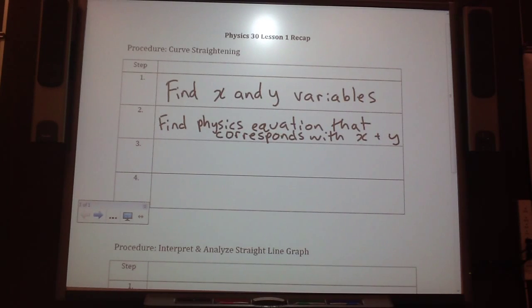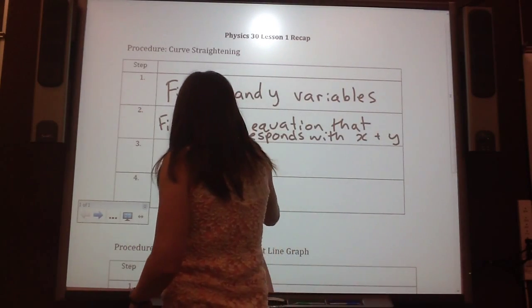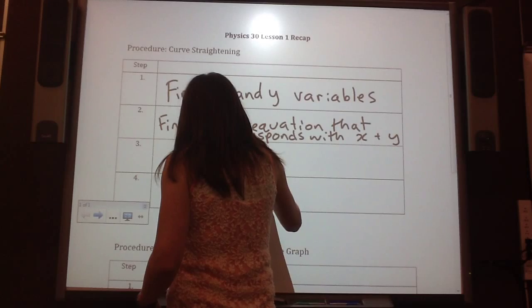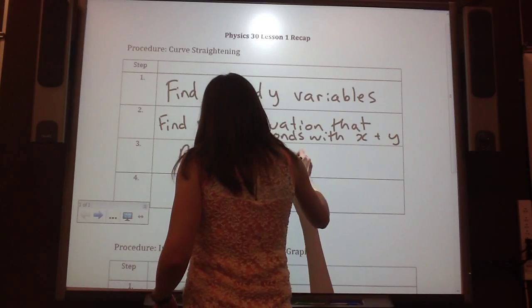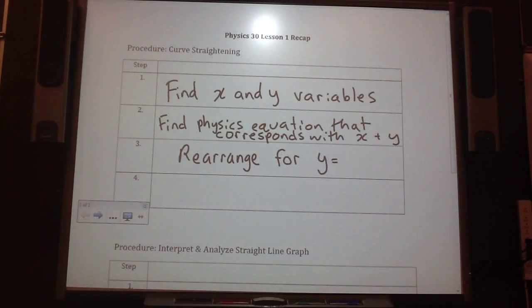Do you remember what step 3 is? Sometimes if we get lucky, we don't have to do step 3. We have to rearrange to make it a y. Right, yeah. Sometimes our formula will just already be that, but we might have to rearrange. So rearrange that physics equation so that it's whatever the y variable is equal to everything else. Okay? And step 4?